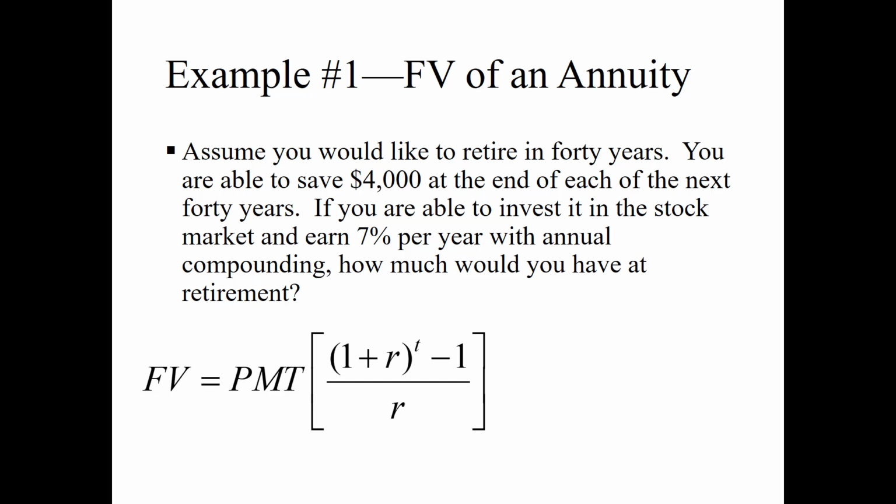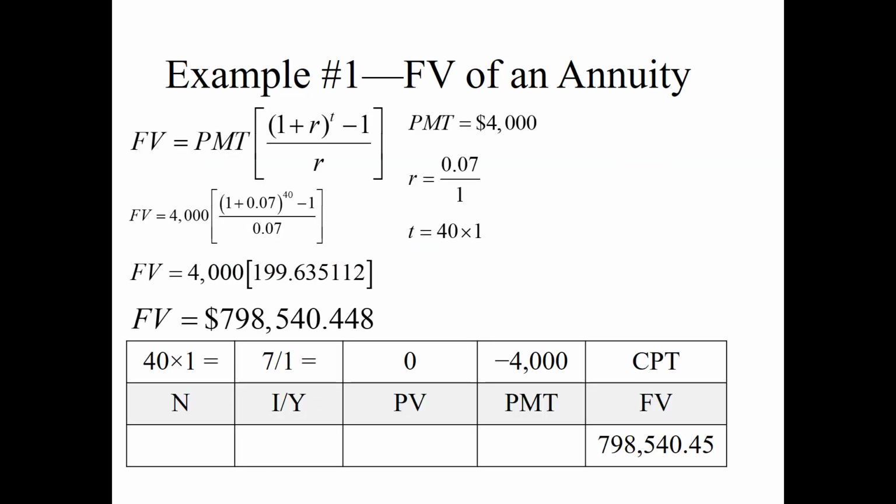If we are able to invest in the stock market and earn 7% per year with annual compounding, we want to know how much we're going to have at retirement. And so our inputs are going to be that our payment is equal to $4,000, that's our annuity. Our T is going to be equal to 40 times 1, and our R is going to be that periodic rate, or in this case 7% per year. And so here we see the formula version and also our inputs, and then our layout for our time value of money functions on our calculator.